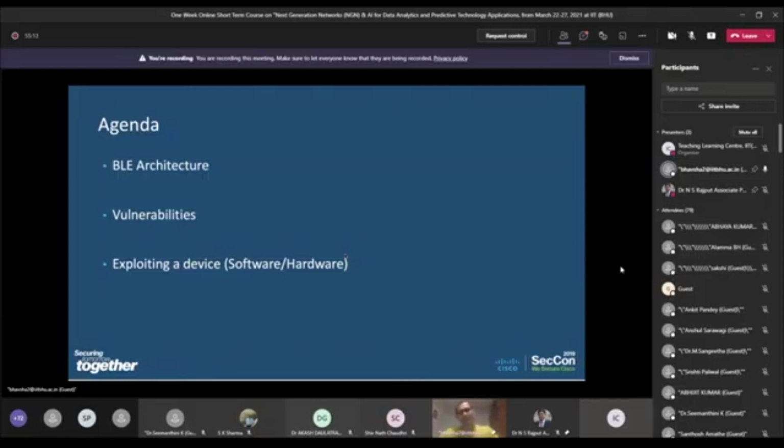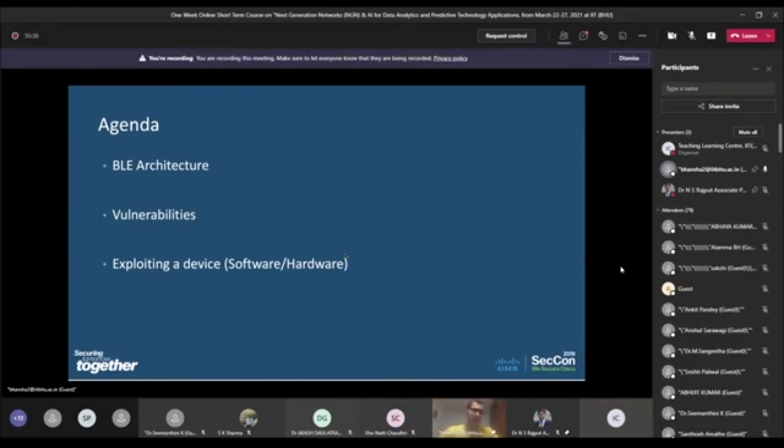So again, due to the challenges, what I would do is run through, at the end, the different steps I did, what you do in a normal hands-on, and what end result you would achieve. So the best part would be at the last. Before that, we would discuss the BLE architecture.